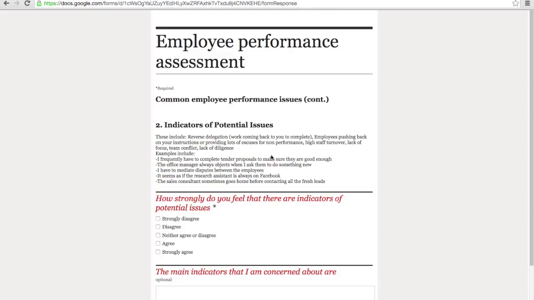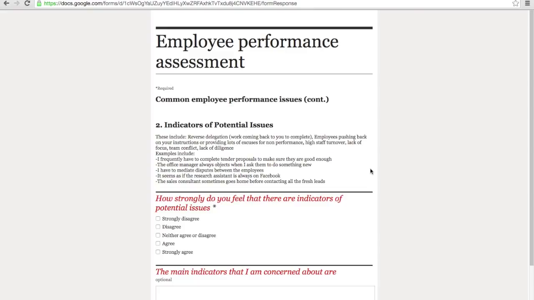Some other indicators could include employees pushing back when you give them instructions, or providing lots of excuses for non-performance. Maybe there is high staff turnover in the department or in the company. It could be a lack of focus. You don't feel that people are working as hard as they should be working. There's team conflict, or maybe a lack of diligence in the care and attention that they pay to their work. Examples could include, I frequently have to check tender proposals to make sure that they are good enough.